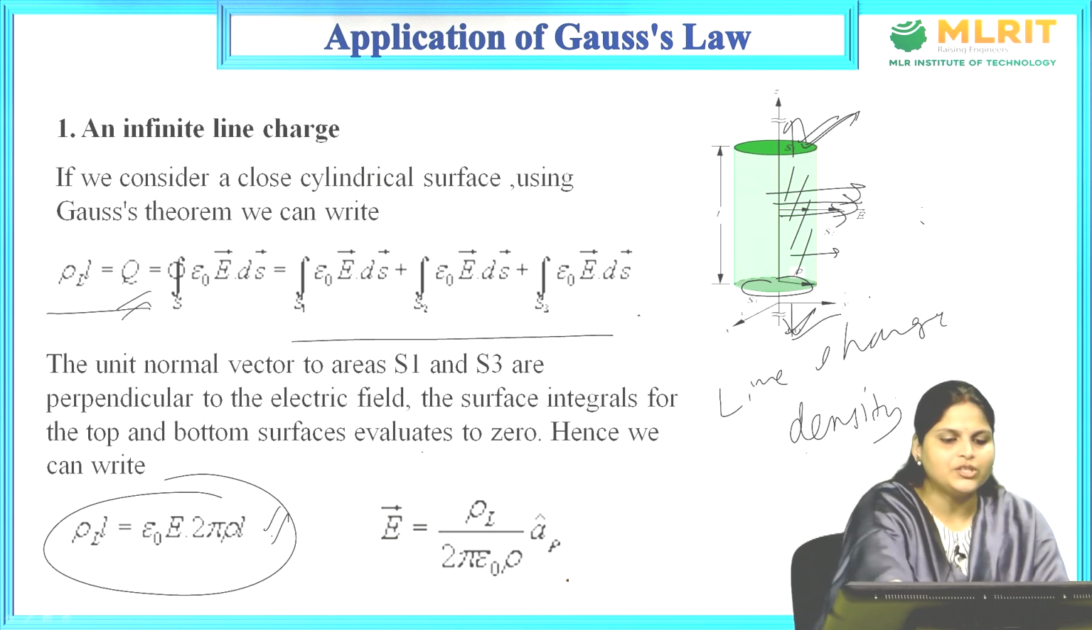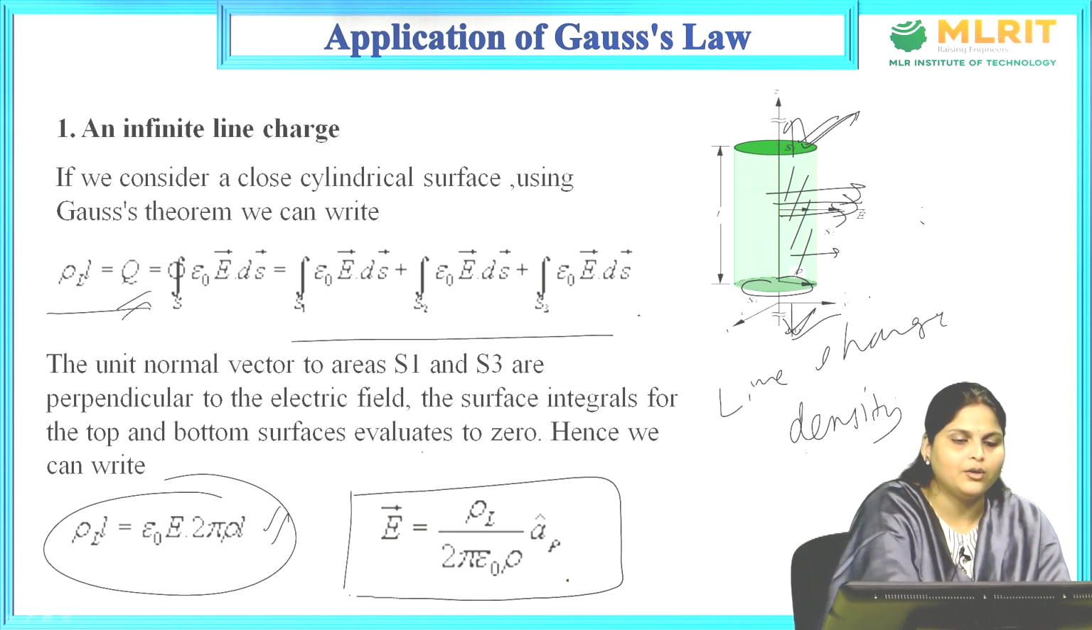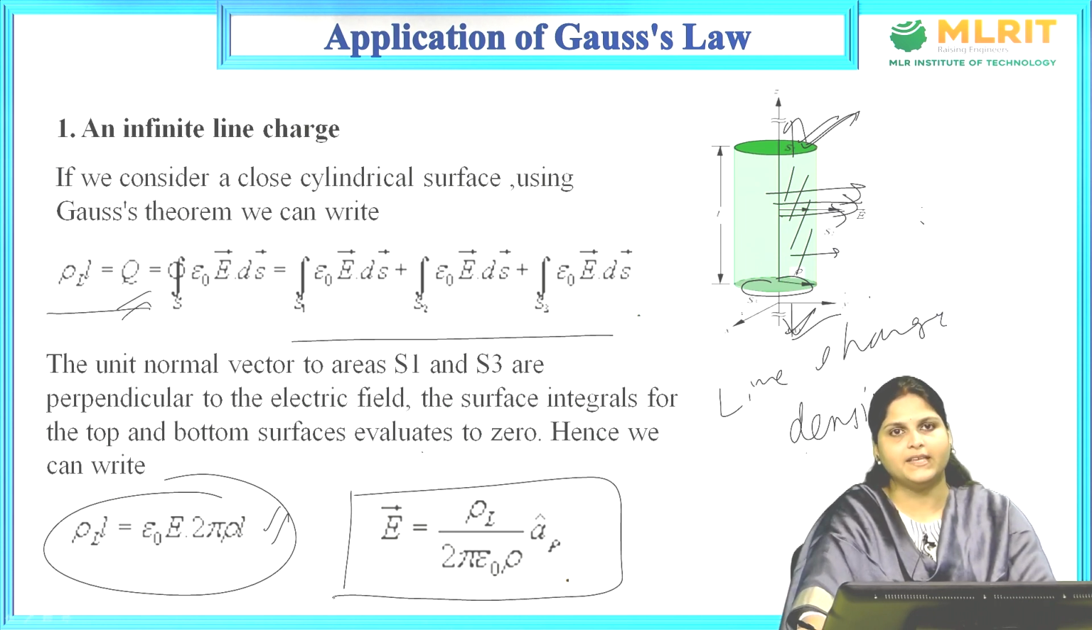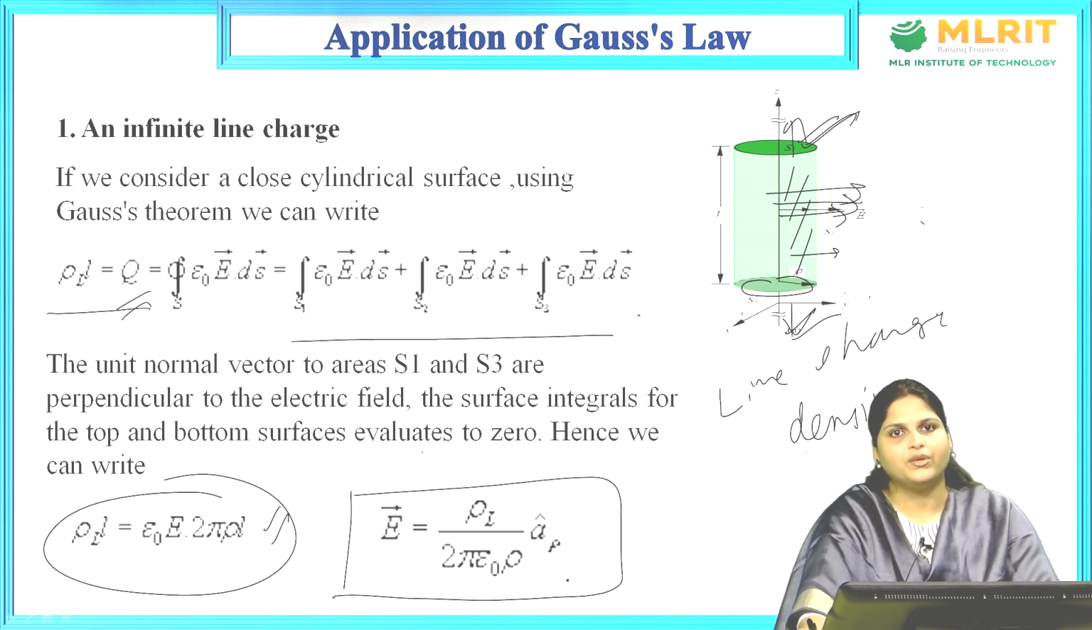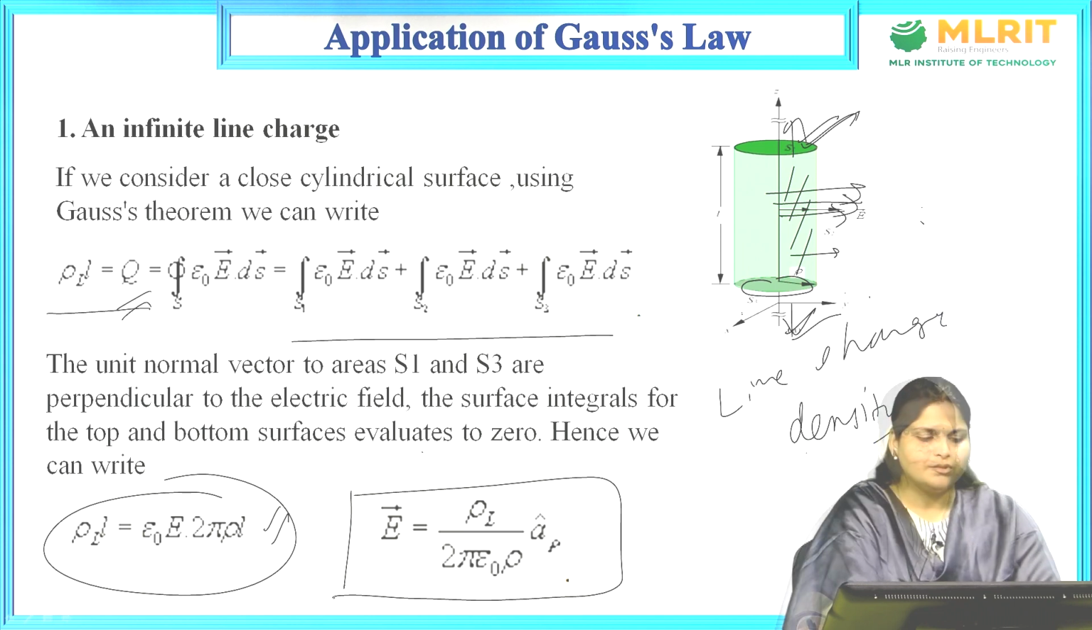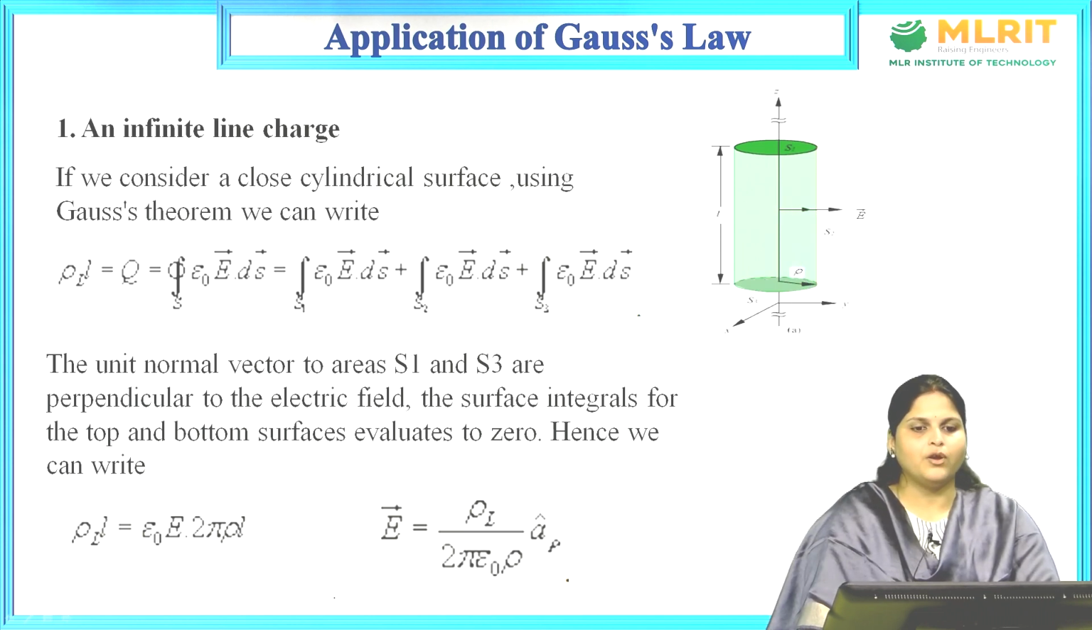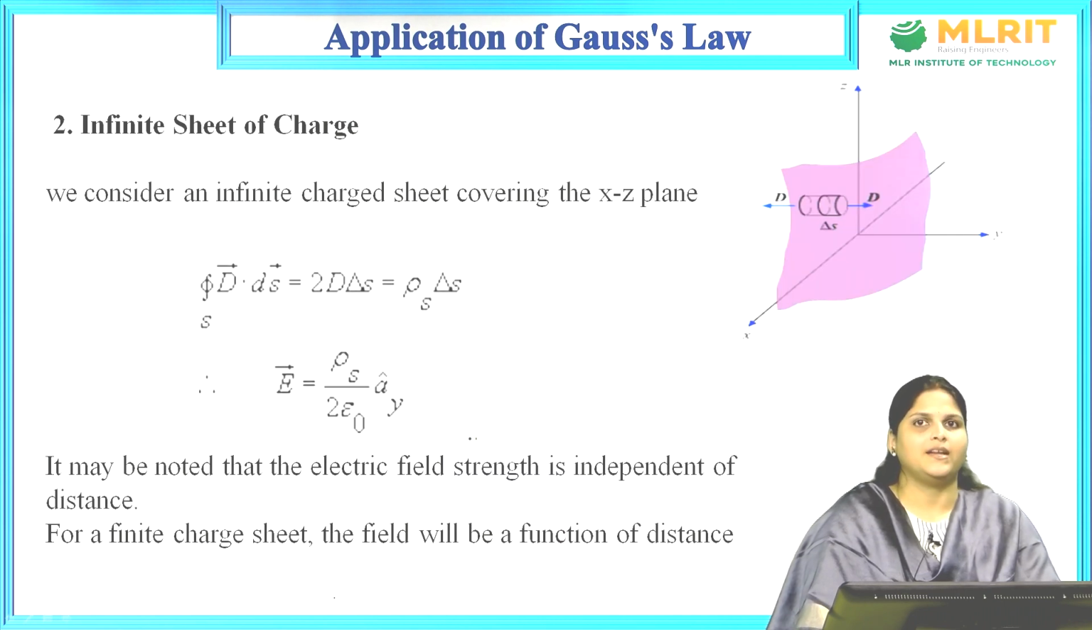Hence this equation can be written as, because we have to find the electric field intensity, E equals rho L upon 2 pi epsilon naught rho a rho, where rho is the radius of the cylinder, a rho is the unit vector, and rho L is the line charge density. So this was the first application of Gauss law, for finding the electric field intensity due to an infinite length line charge.